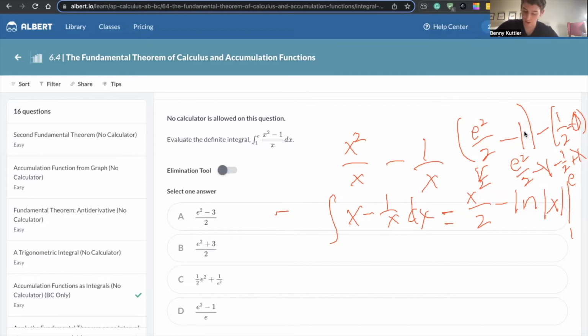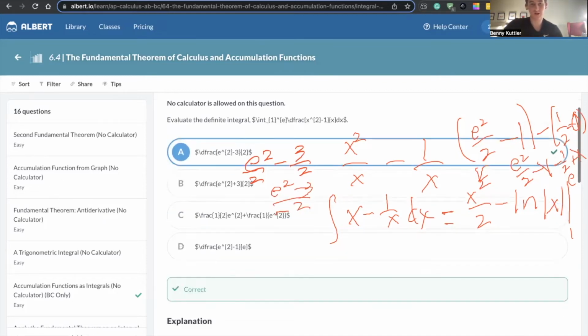So then if we just have minus 1/2, then we have e squared minus 3 over 2, because negative 1 minus 1/2. Then e squared over 2 minus that over 2, we can group the 2's. And we have e squared minus 3 all over 2. And that is our first answer here.